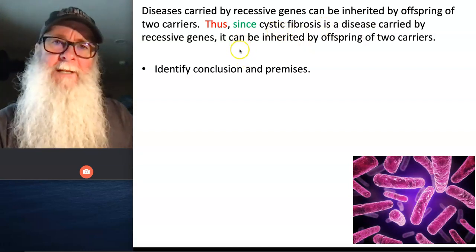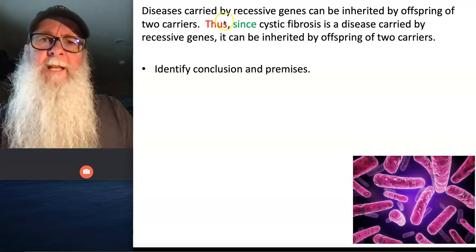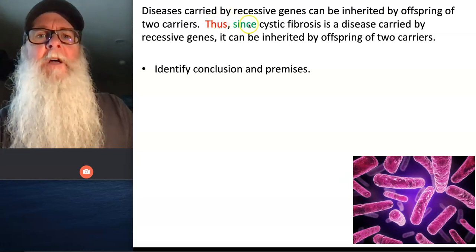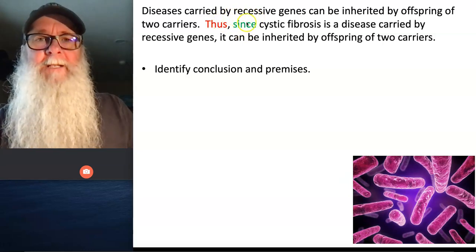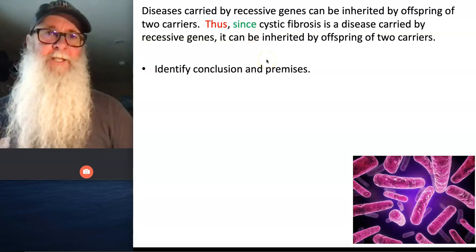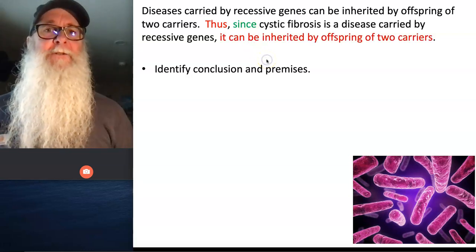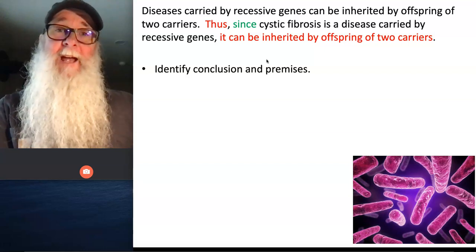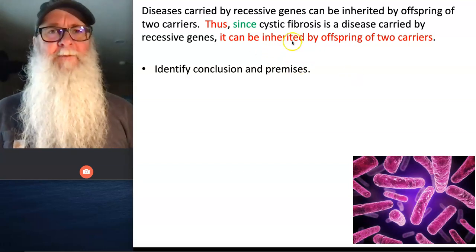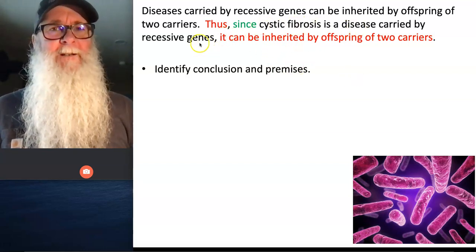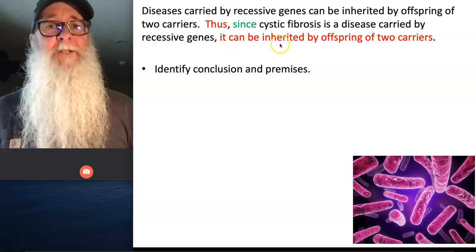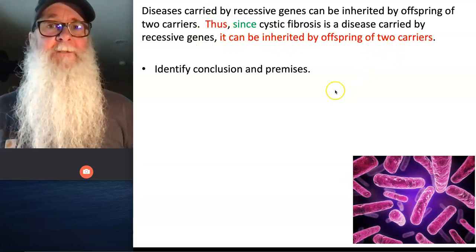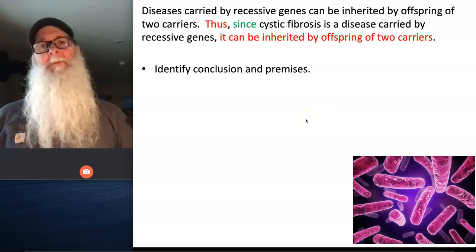Now, what's interesting about this argument is that we have a conclusion indicator, thus, followed immediately by a premise indicator. And that can make it a little tricky to identify the conclusion. The conclusion is the statement that comes after that premise. Okay, so we have a premise that's been embedded here between the conclusion indicator and the conclusion statement itself. So we want to make sure that the first thing we do is we identify that conclusion.